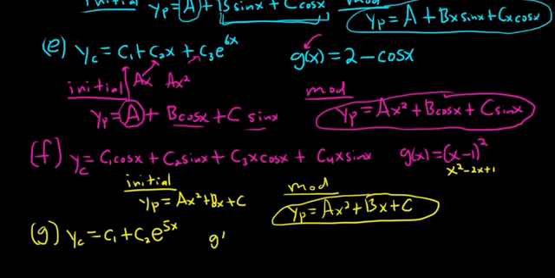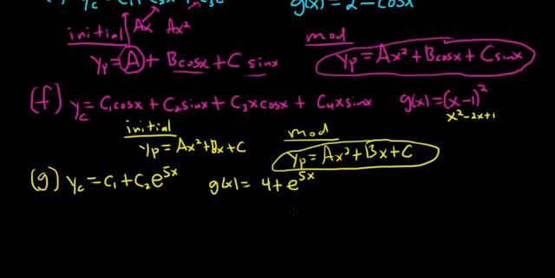And then our g of x in this case is 4 plus e to the 5x. So in this case, we'll do our initial. And when you're doing the initial, you only look at the right-hand side of the DE. So the 4 is going to give us a constant, so a. And this exponential function is going to give us plus b e to the 5x.